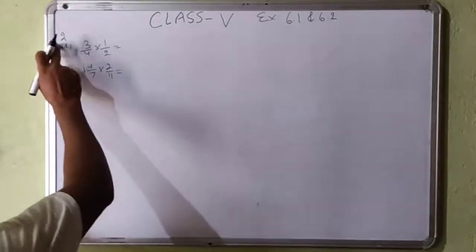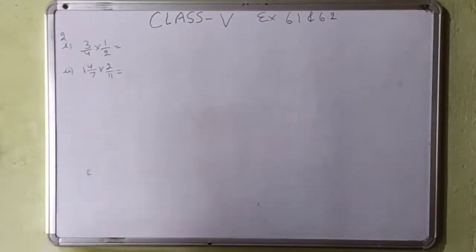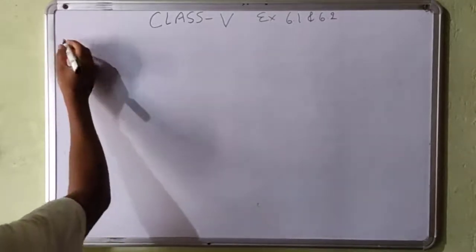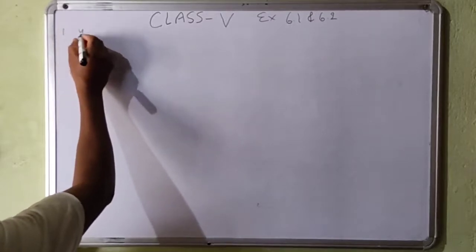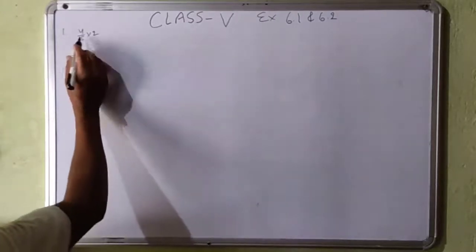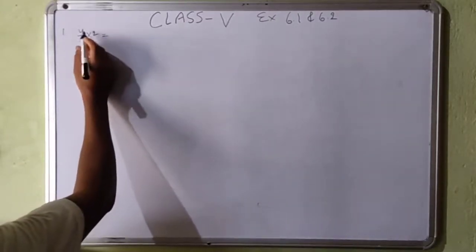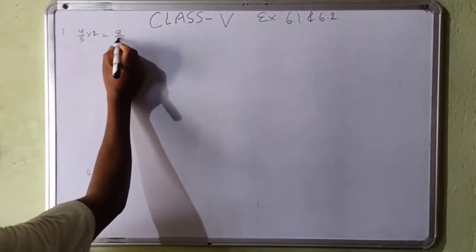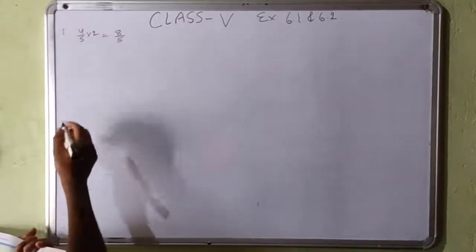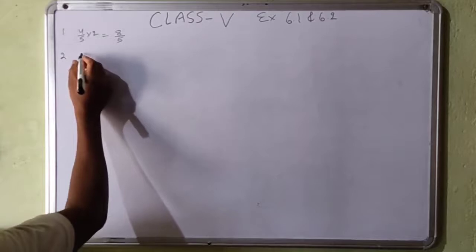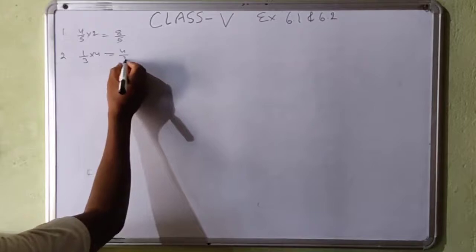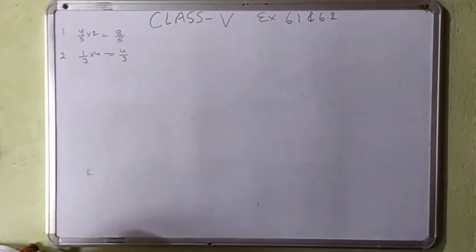So question number 6.1, find the product. The first part is 4 upon 5 multiplied by 2. So 2 multiplied with this one, 4 2s are 8 upon 5. Right? And then the second question, 1 upon 3 multiplied by 4, so 4 1s are 4 upon 3. This is the answer. The third also you can do.